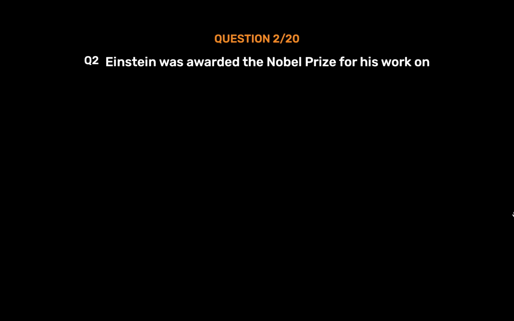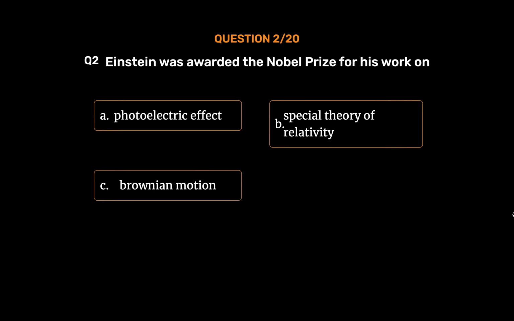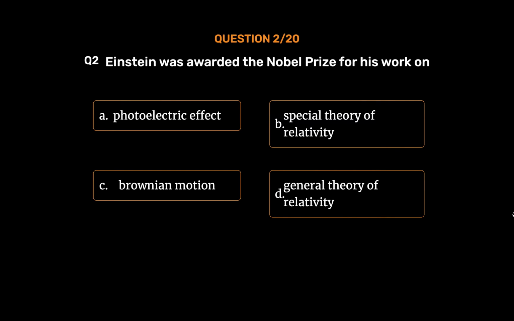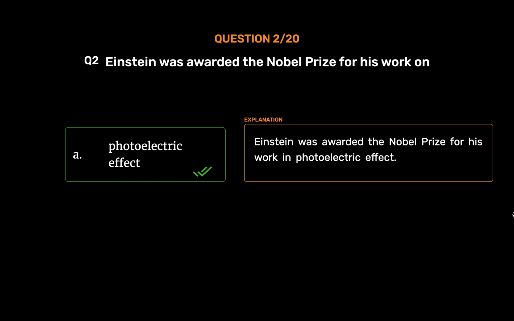Question number 2. Einstein was awarded the Nobel Prize for his work on Option A. Photoelectric effect. Option B. Special theory of relativity. Option C. Brownian motion. Option D. General theory of relativity. The correct answer is Option A. Photoelectric effect. Einstein was awarded the Nobel Prize for his work in photoelectric effect.